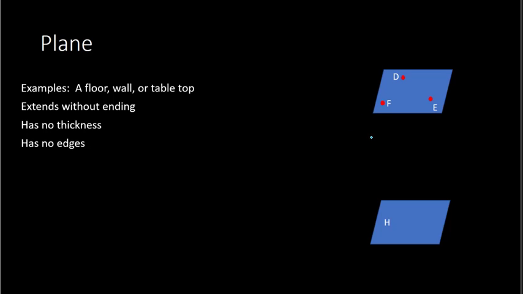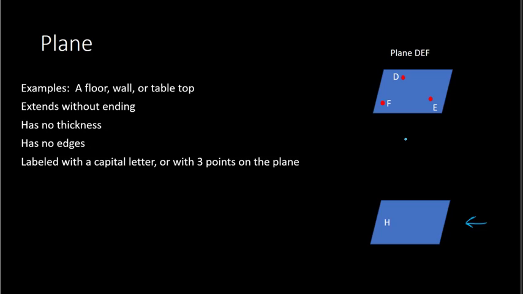And when I name it, I'm going to name it with either a capital letter, like you see down here. So we see a capital H, or you can use the 3 points on the plane. So we need 3 points on a plane, whereas for a line, we needed 2 points. So up here, this top plane, we can write this as plane DEF. So we just pick 3 points on the plane and call it plane DEF. Or we can just assign a capital letter to it, like down here, and just call it plane H. So either way is fine depending on what information you are given.